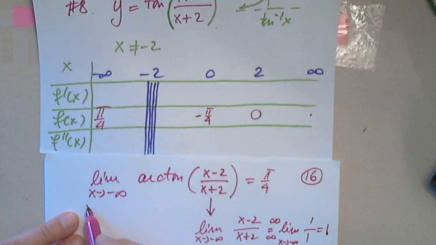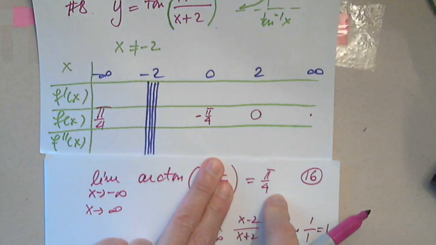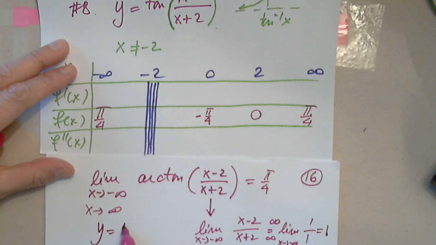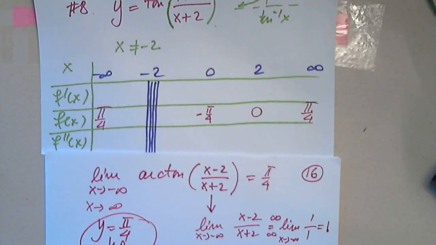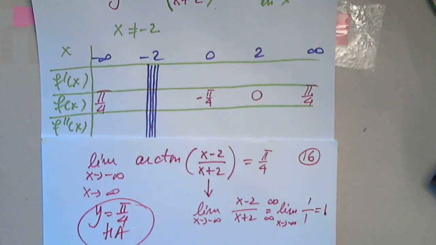In the same way, for x approaching infinity, this is still approaching 1, and this will still approach pi over 4. Which means y equals pi over 4 is a horizontal asymptote. Because no matter what, we did not use negative infinity, it doesn't matter. The numerator will still be 1 over 1, and the answer will still be 1.